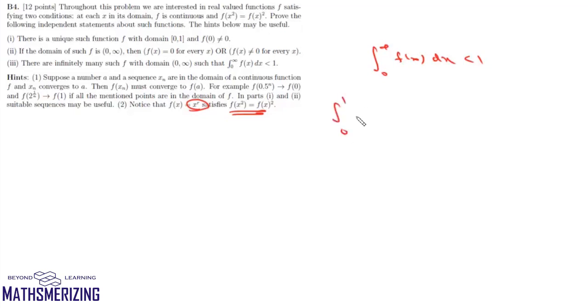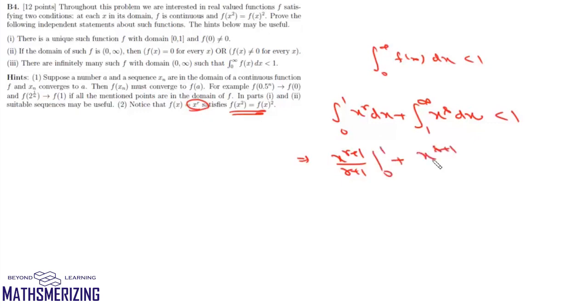We can write this as the integral from 0 to 1 x to the power r dx plus the integral from 1 to infinity x to the power s dx, and this value should be less than 1. Now we'll integrate them, we'll get x to the power r plus 1 upon r plus 1 from 0 to 1, and then plus x to the power s plus 1 upon s plus 1 from 1 to infinity. Now we'll put x as 1, it'll be simply 1 upon r plus 1, and we'll put 0 here. This value should be bounded, and it'll be bounded when r plus 1 is greater than 0, that is, the value of r is greater than minus 1.